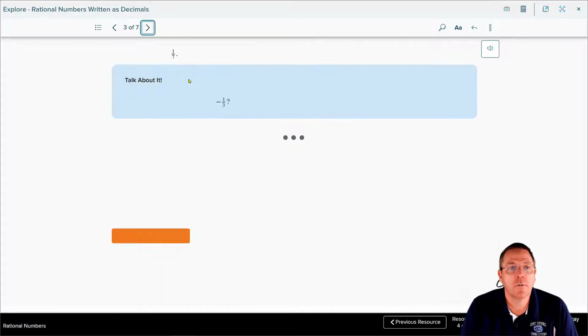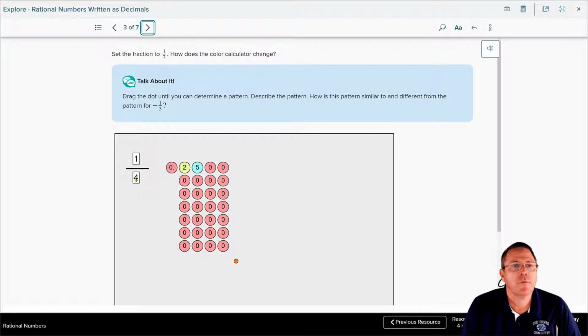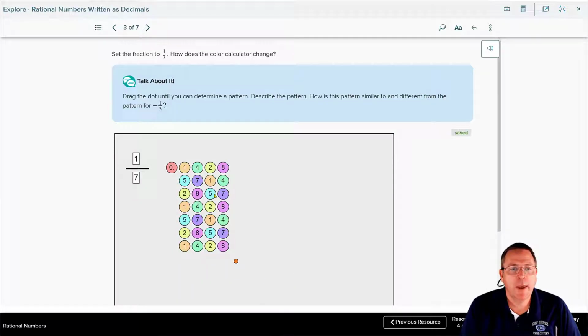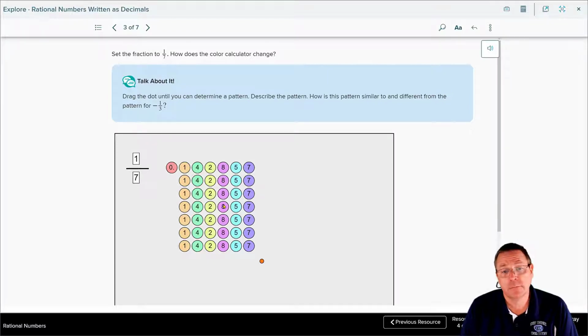Let's look at another one here. For this one, we're going to do it as a 1 over 7. And when we do that, look at all the different colors here. Question is, is there a pattern? Well, watch what happens when I take my little dot and grab it and drag it out, and boom, right there. You see it? Orange, green, yellow, magenta, I guess, teal, and purple. You get the same pattern over and over again.